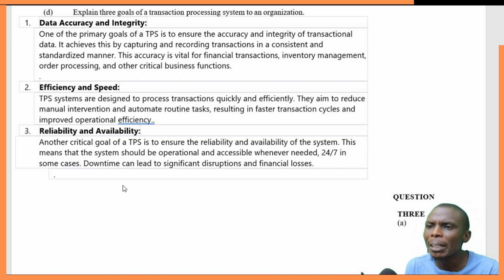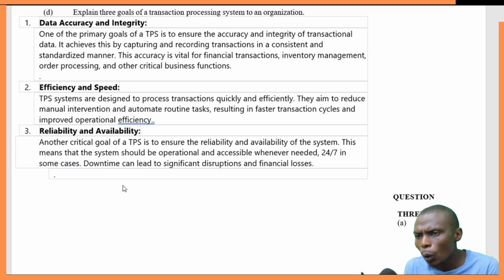The second one is efficiency and speed. TPS systems are designed to process transactions quickly and efficiently. The aim is to reduce the manual interventions that will make the process slow, and automate these routine tasks, the tasks that are done repeatedly. This will result in faster transaction cycles and even improve operations and efficiency.